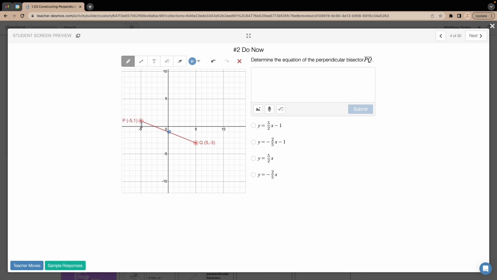So if this slope is down 2 over 5, I got to go up 5 over 2. So I got to do the opposite reciprocal. So we get a perpendicular line through the midpoint.